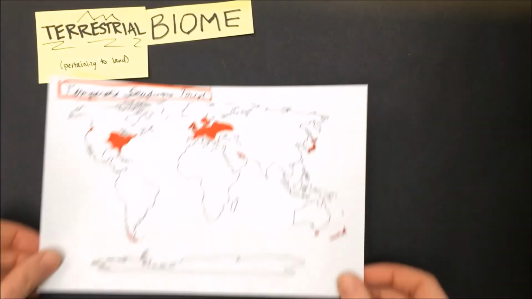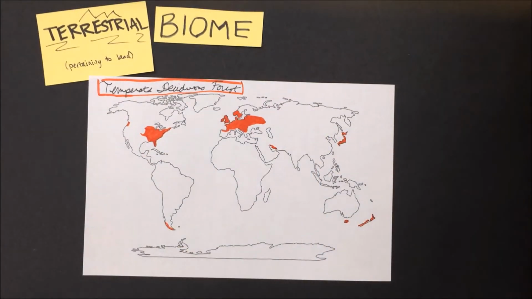Let's start in the temperate deciduous forest. This is the biome that we live in Virginia. The temperate deciduous forest has 4 seasons. The winters are cold, the summers are hot, the springs are mild, and in the autumn, all the leaves drop off of the trees. This is so that the trees can save water during the winter by not going through photosynthesis.